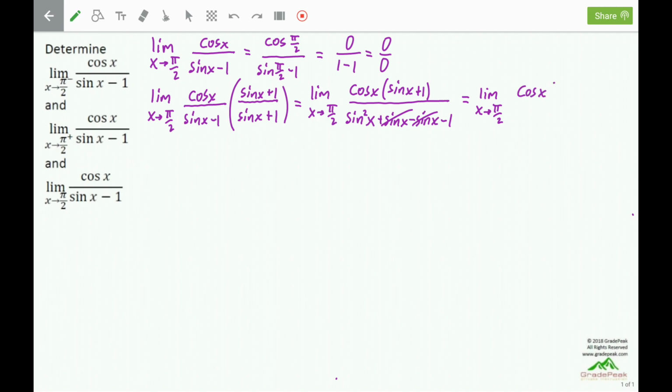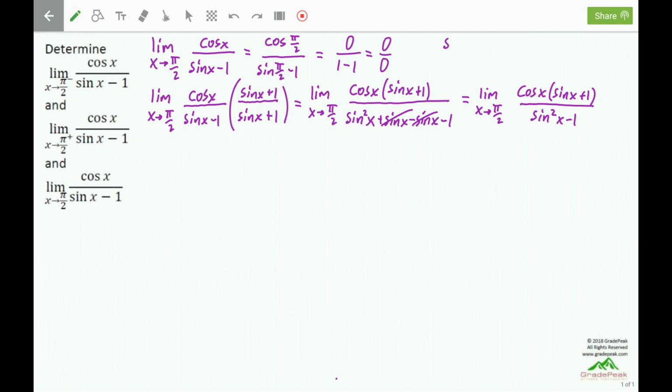in the numerator. We will keep it factored in the denominator. We have sine squared of x minus 1. That has a Pythagorean trig identity.